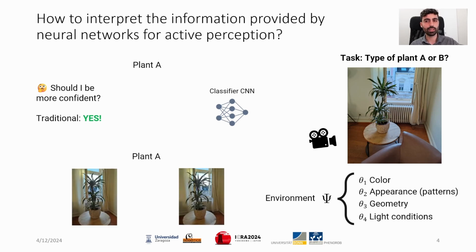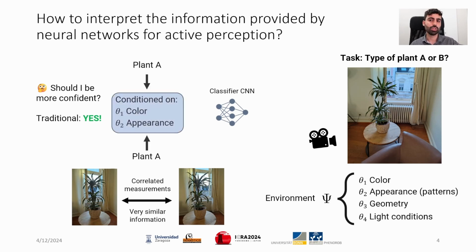If you see both images, they are quite similar. Another way of putting it is that they are correlated measurements. In fact, the predictions from the neural network are conditioned on certain variables such as color and appearance, which are very similar in both images. So let's see what we can do about it.